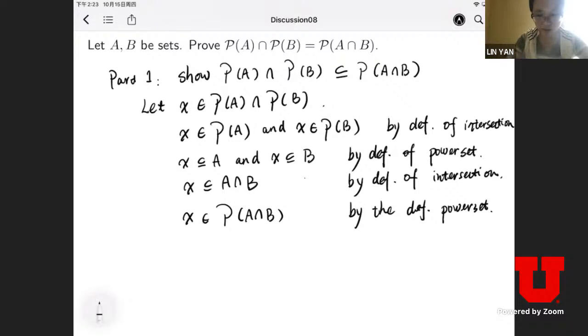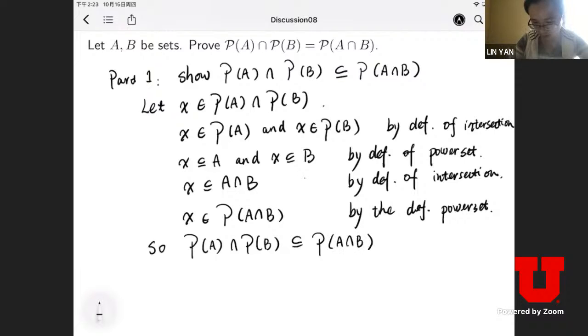Okay, we choose an element from the left-hand side and prove that this element also belongs to the right-hand side. So we conclude that the power set of A intersect power set of B is a subset of the power set of A intersect B. Now we're done with the first part. Then let's go to the next part.